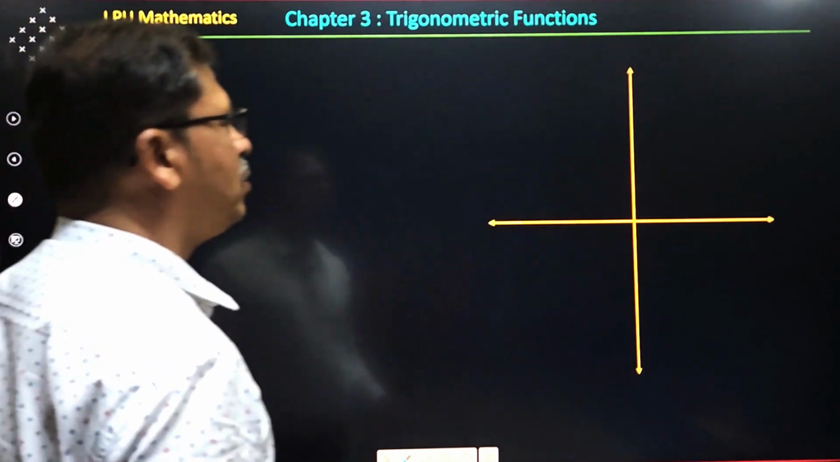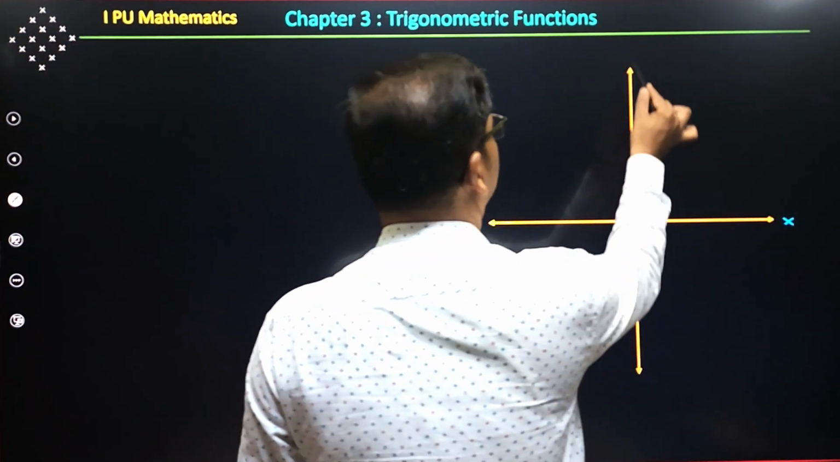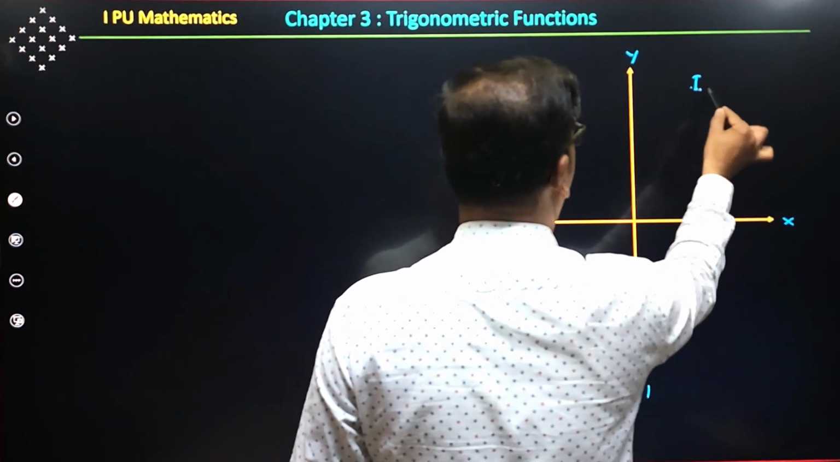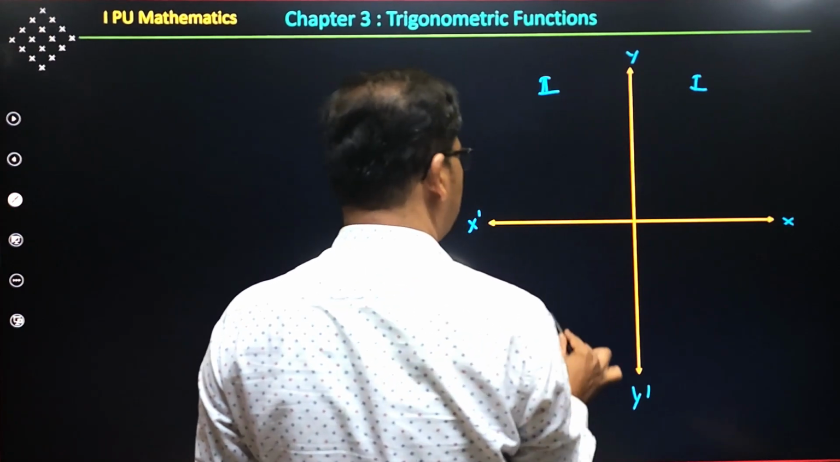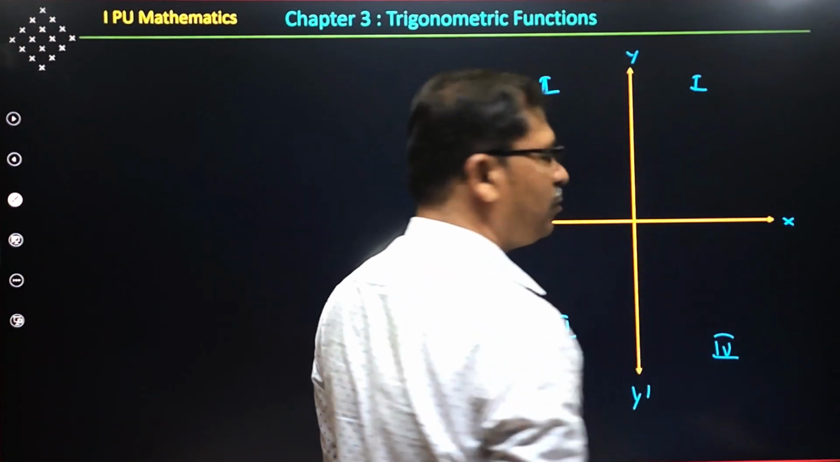See, this is your first quadrant, this is your x axis, this is your y axis. See, this is the first quadrant, this is the second quadrant, this is the third quadrant, and then this is the fourth quadrant here. So these are the four quadrants.